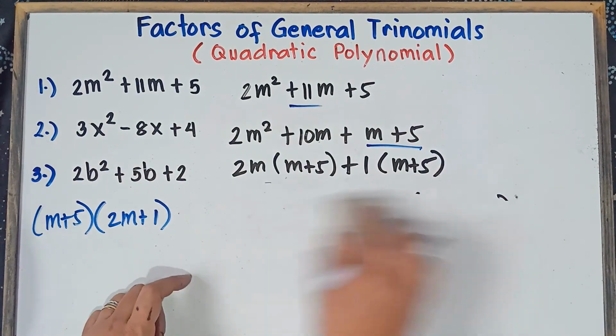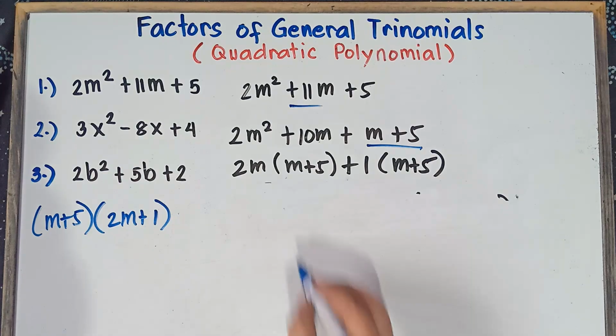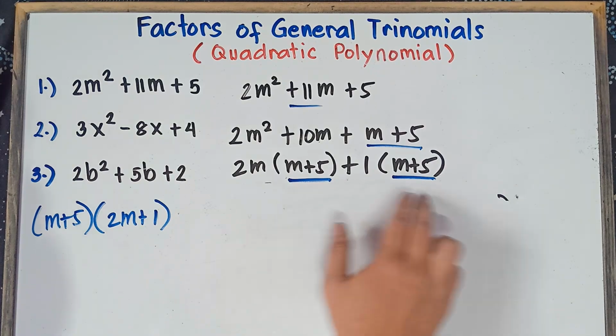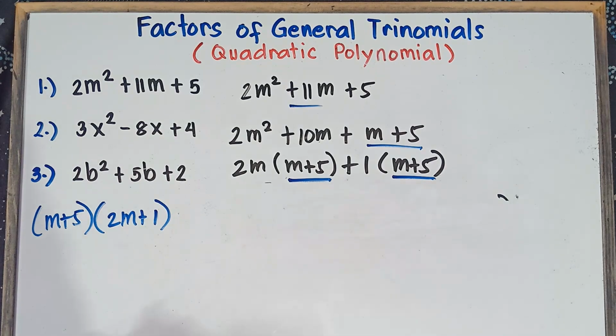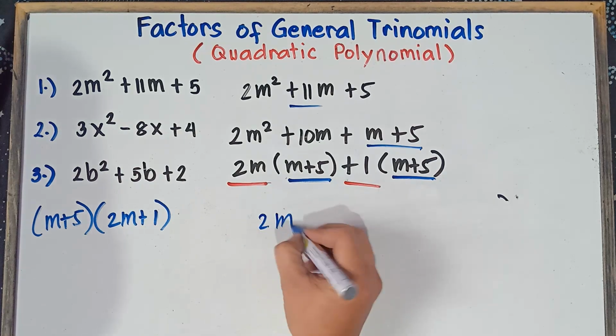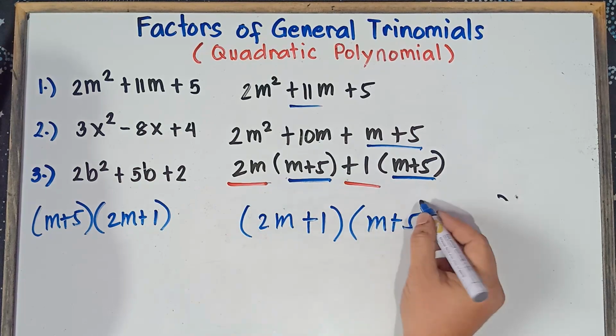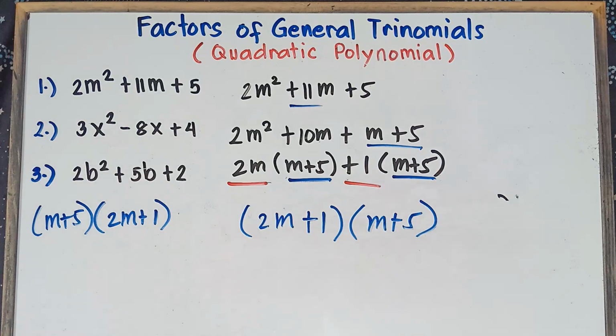Alright, so therefore, we have two factors that are the same. This one, m plus 5 and then m plus 5. So we can combine this one and then we can group this one also, 2m and then positive 1. So therefore, our answer, we have 2m plus 1. The other one, we have m plus 5. That's it, class. That's the answer, class. You will have the same answer, class.